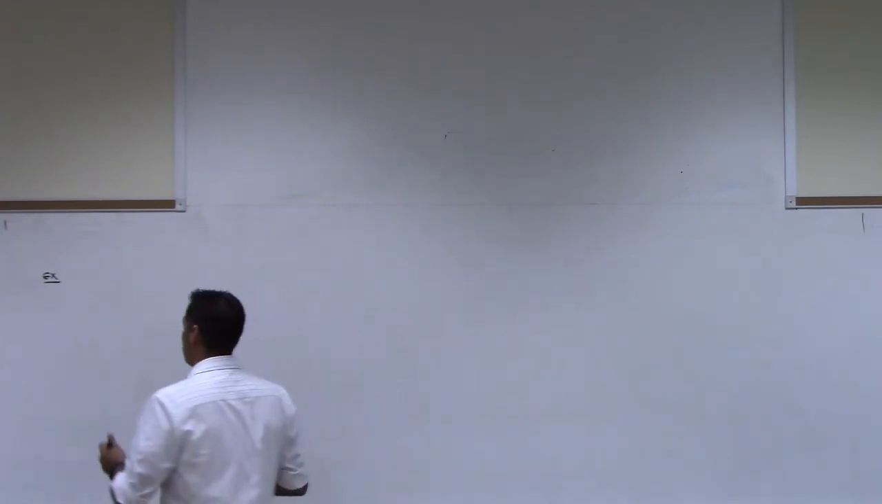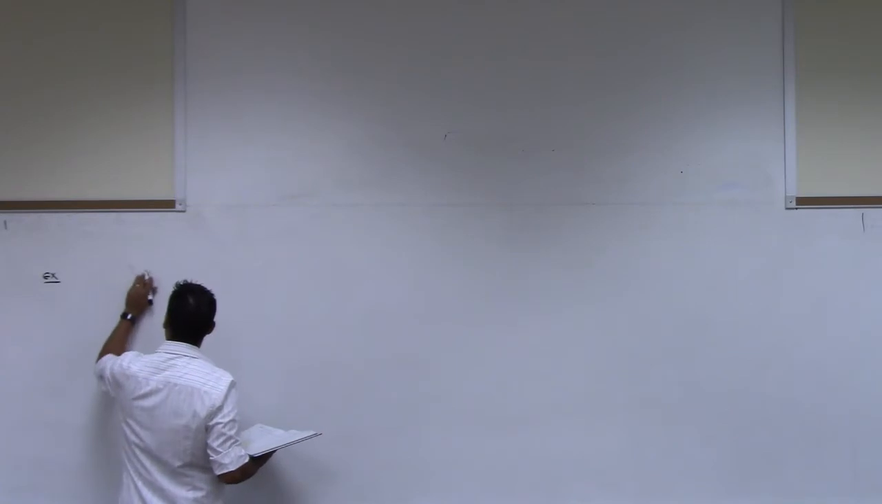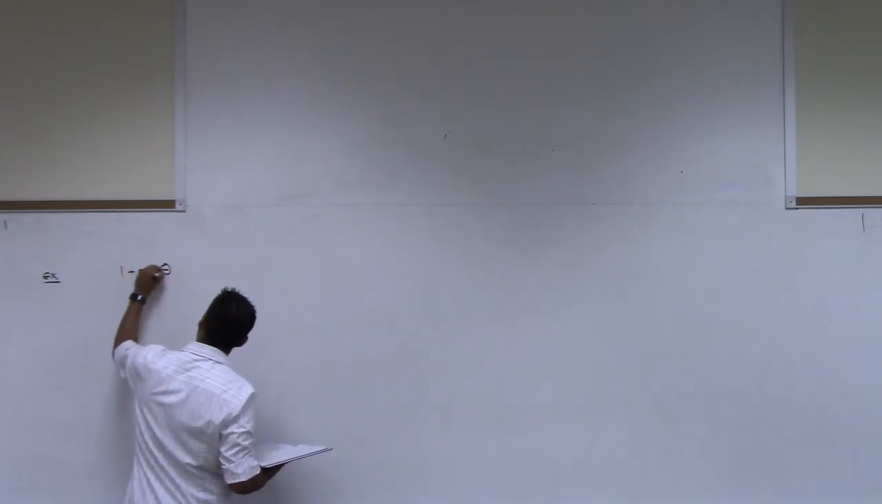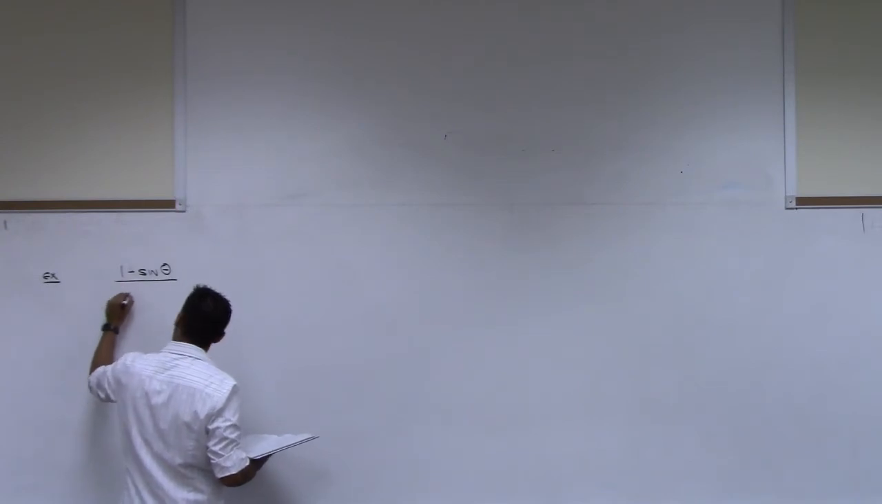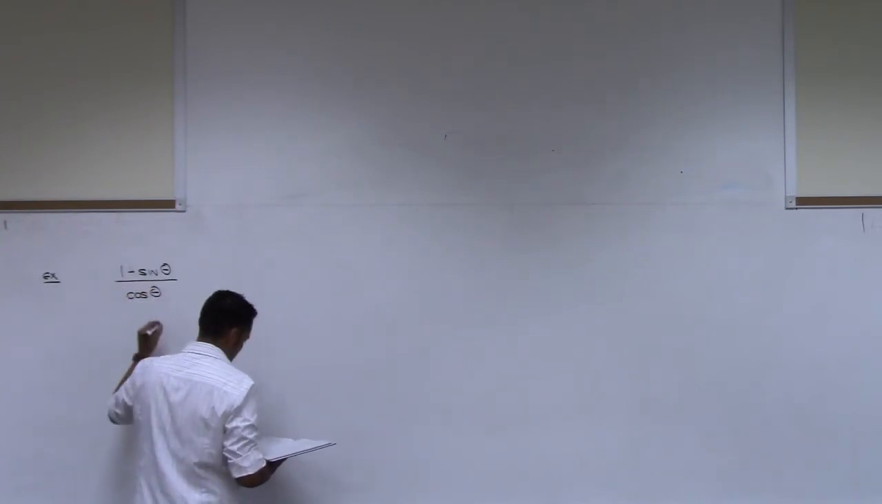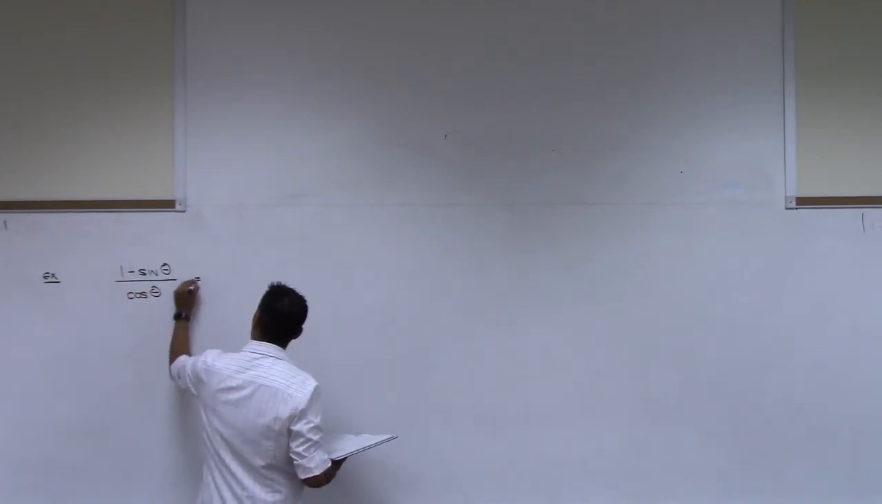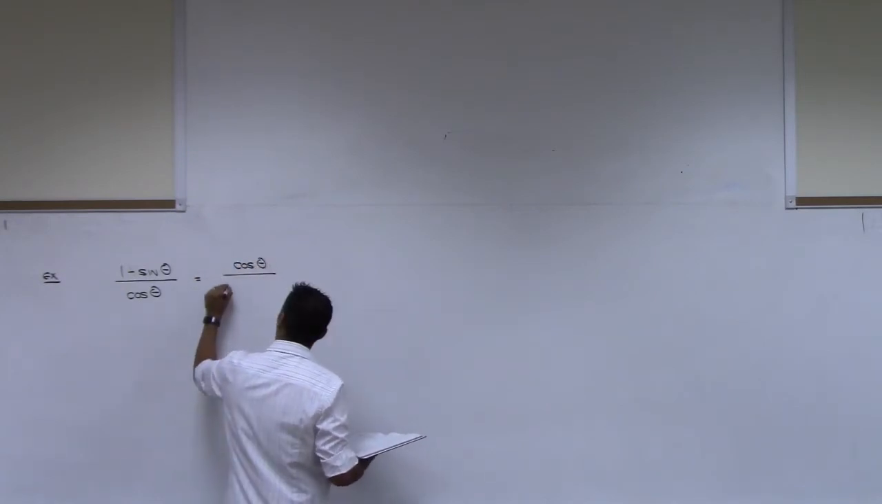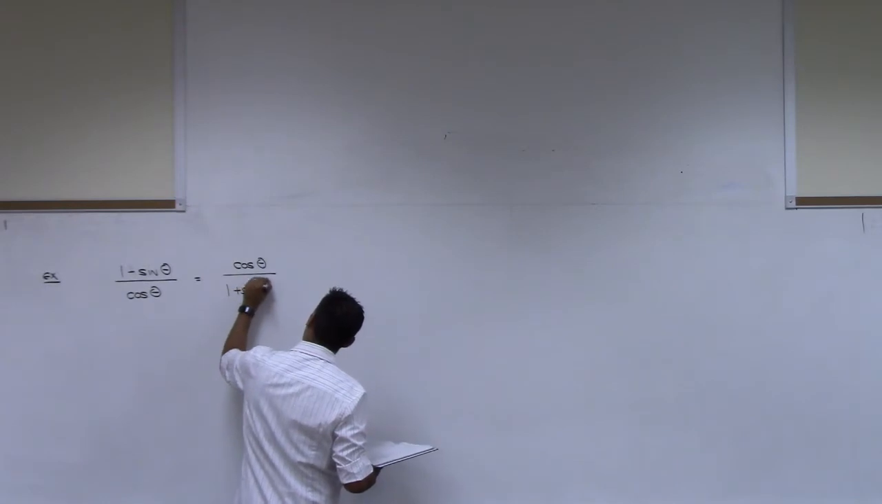All right. Next one: (1 minus sine theta) over cosine theta equals cosine theta over (1 plus sine theta).